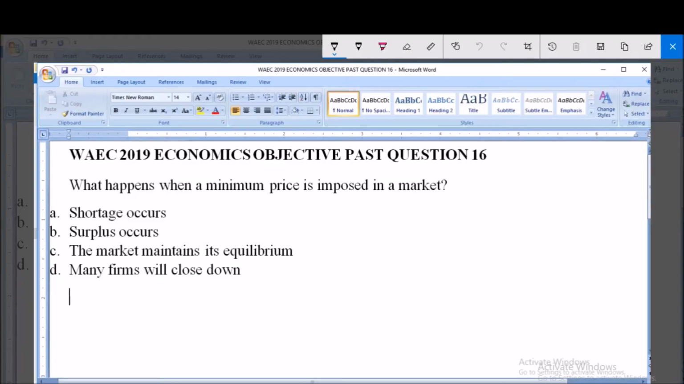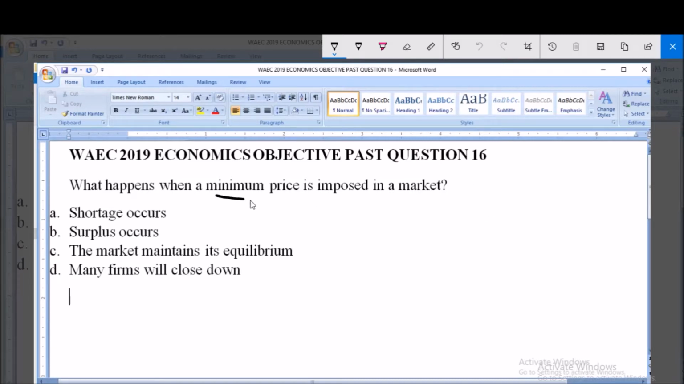I'm going to be answering WASSCE 2019 Economics Objective Past Question 16. What happens when a minimum price is imposed in a market? A. Shortage occurs. B. Surplus occurs. C. The market maintains its equilibrium. D. Many firms will close down.